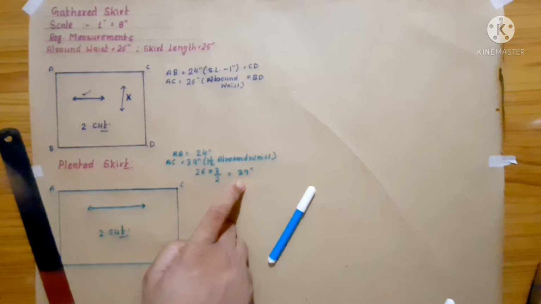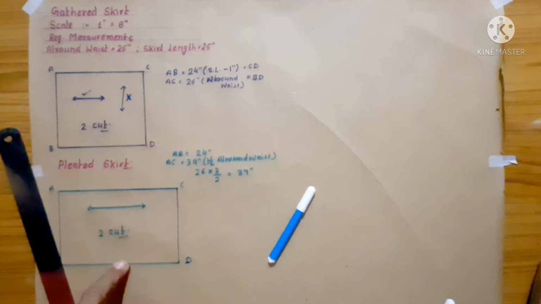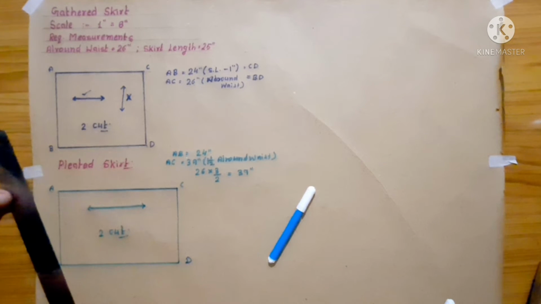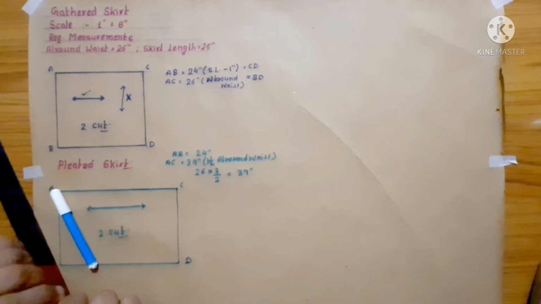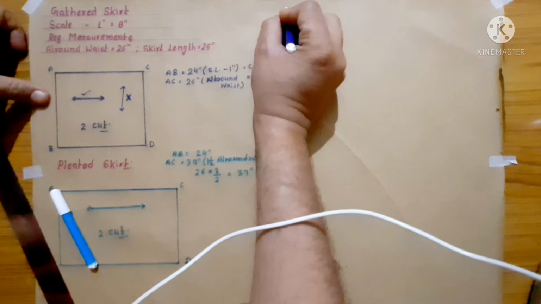39 inches at the front, that means we will consume it in 13 inches. 13 multiplied by 3 is 39, and at the back also it will be like that. Nothing is on fold, same as we have done earlier. Simple. Now we'll create another variation, that is layered skirt.